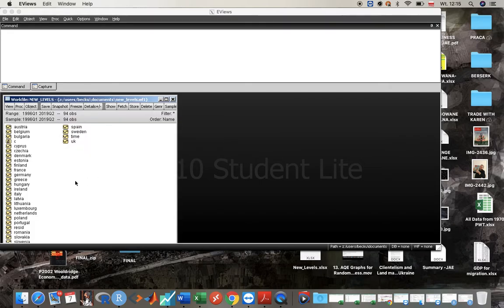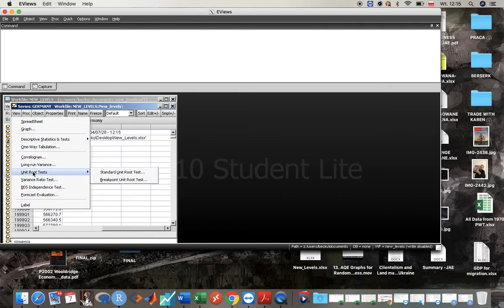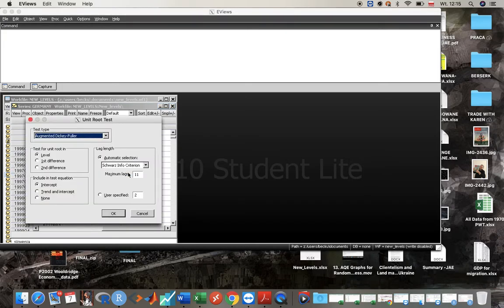So now let's check the properties. So here we can check the properties of them. Okay, so first go to Germany, and I go to View, Unit Root Test, and we're gonna do the standard unit root test, and this is enough for us. And look, here we have augmented Dickey-Fuller test. This is the most appropriate one in the context of what we are doing here.